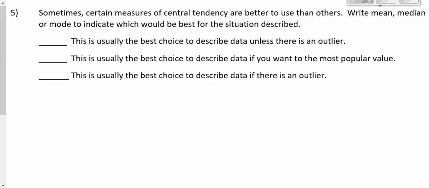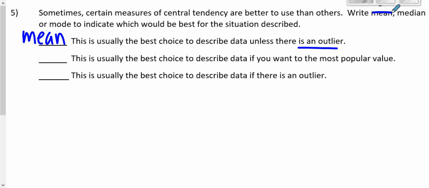Okay? All right, sometimes certain measures of central tendency are better to use than others. Write mean, median, or mode to indicate which would be best for the situation described. So this usually is the best choice to describe data unless there is an outlier. So we know that that word outlier mostly impacts the mean. And we usually look to the average or the mean of our data normally unless there is an outlier, because the outlier impacts the mean more than any other measure of central tendency.